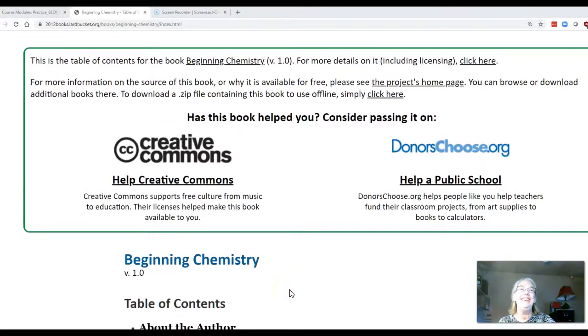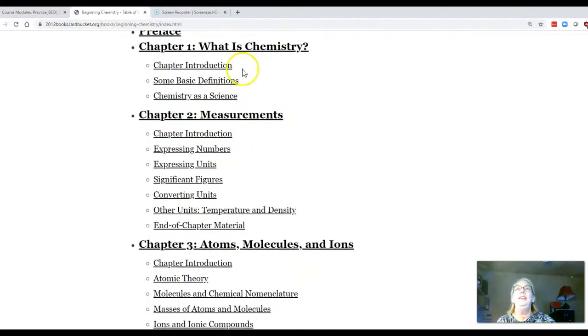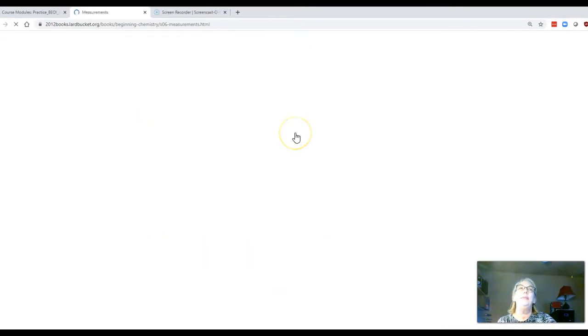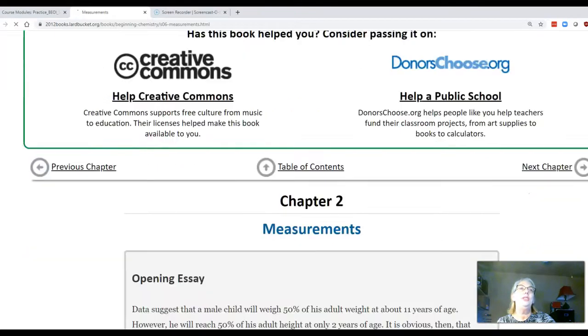Hello again. I want to show you what's important in number 2. So remember, go to the website for the book, go to the table of contents, and then go to chapter 2. We're going to talk about measurements in this chapter, and I'm going to have you look at how to do measurements. You're going to do a lab where you measure things in the lab.